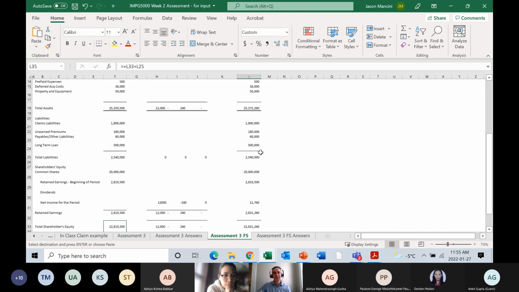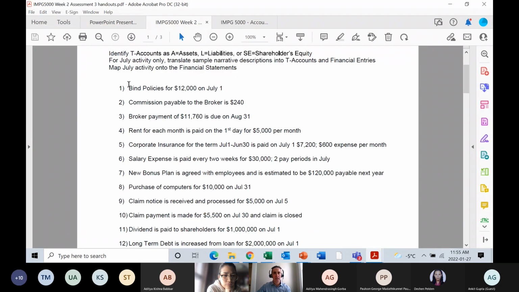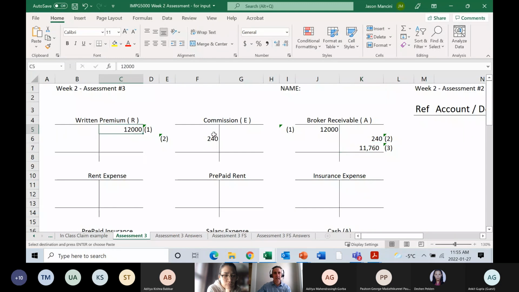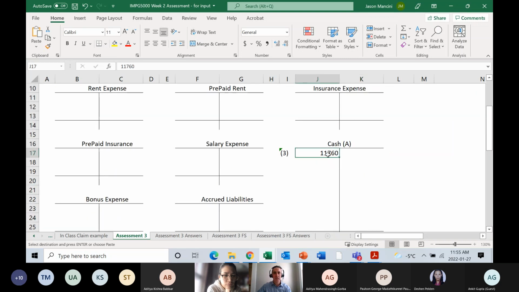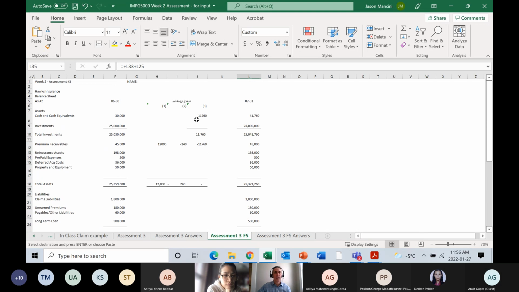So that's a lot of steps to go through, but I think it's the right building blocks to understand when we have, again, just the first three transactions, what the impact is on the accounts, and I just took it through to the impact on the balance sheet. Okay, so we did these T accounts: written premium, commission, broker receivable, and cash. And then further took it through, here's what the impact is on the balance sheet. Okay, step by step by step.